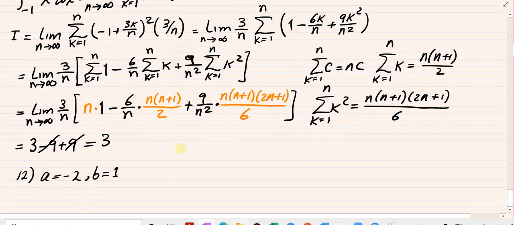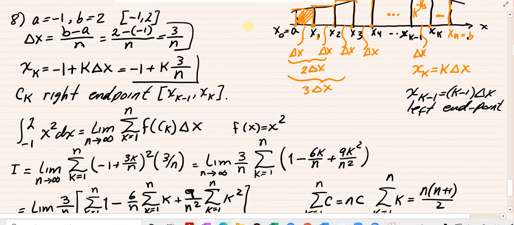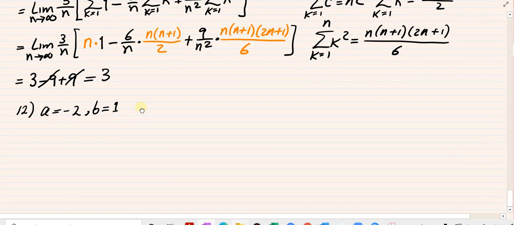Okay, and I'm going to use the right endpoint in this one. So the function is x cubed plus 2x from -2 to 1. Okay, so our delta x, first of all, is b minus a divided by n. It so happens to be 3 over n because of the way the interval from a to b works out.